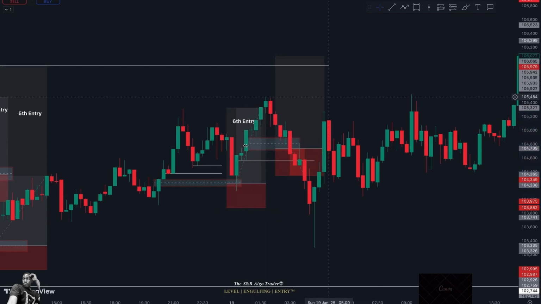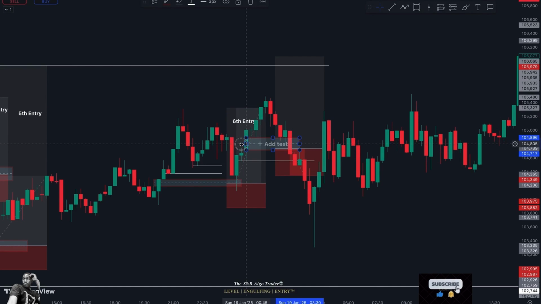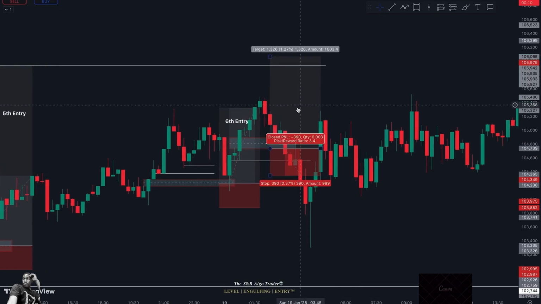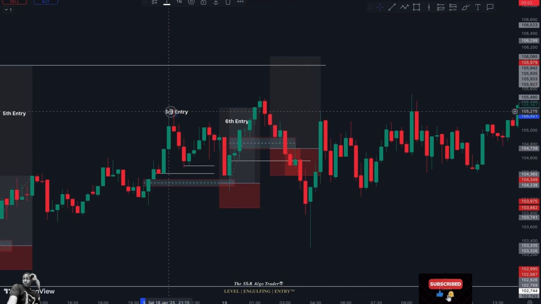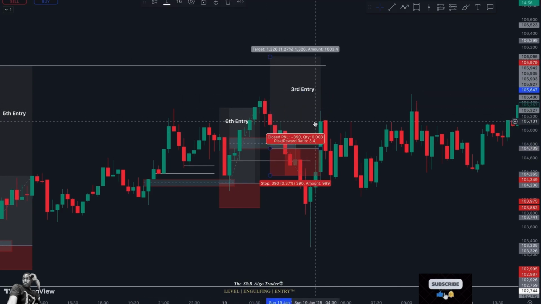So I wanted to buy from this zone, this fair value gap, but I didn't wait for my bias to set in. It was a jump-in trade, and I lost 3 RR. So I lost that trade, and that was my seventh trade. So I lost that one. That was my seventh entry, and I lost that one.